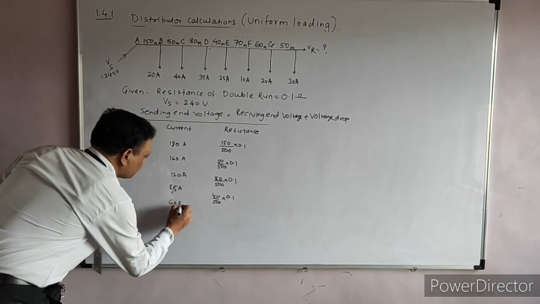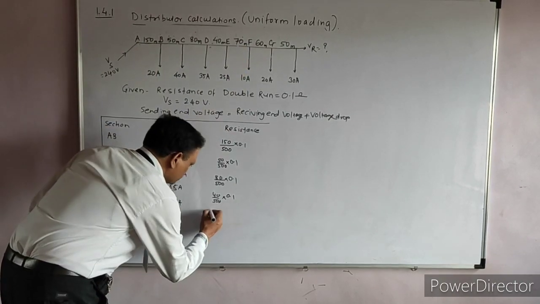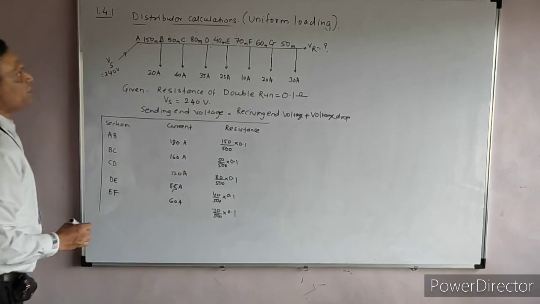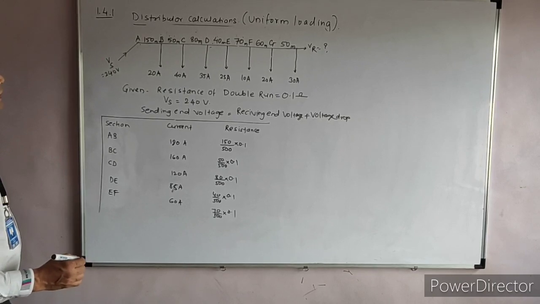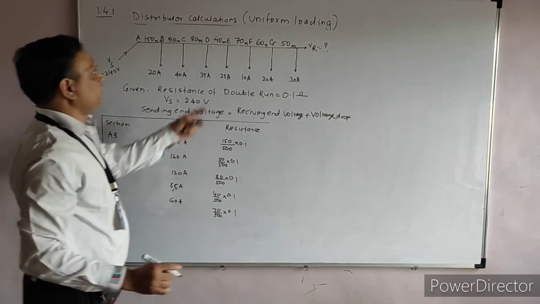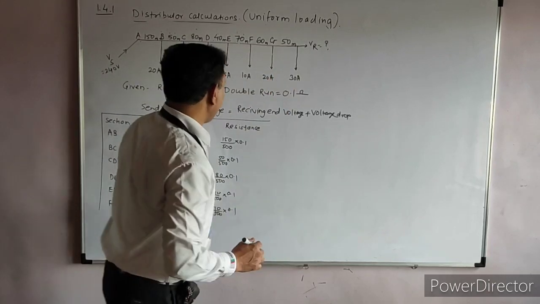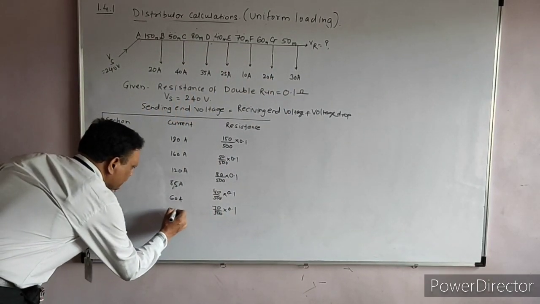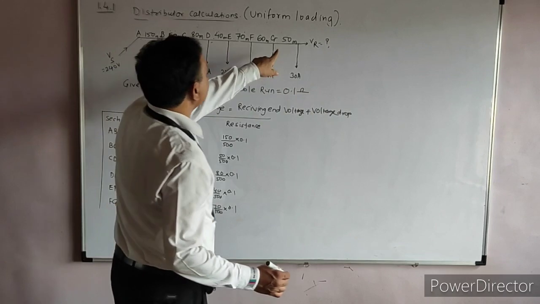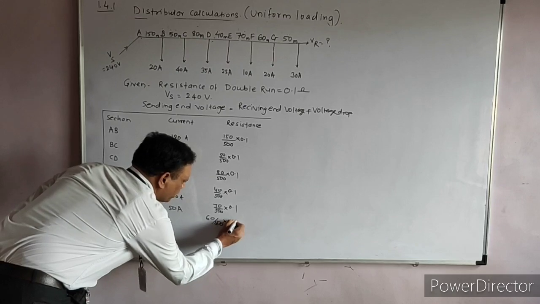So EF will be handling the current of 60 amperes, and the length of EF is 70, so we'll write here 70 upon 500 into 0.1. And after EF, what comes is FG. If you consider FG as the section, it is handling the current of 50 amperes, and its length is 60 meters, so we'll write here 60 upon 500 into 0.1.